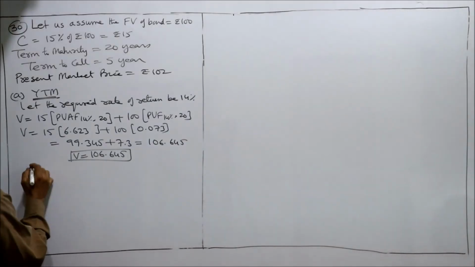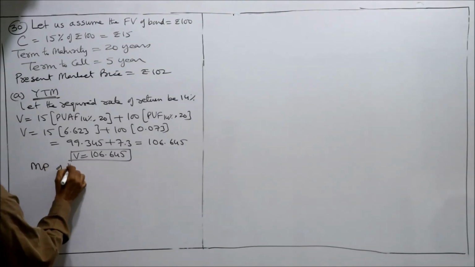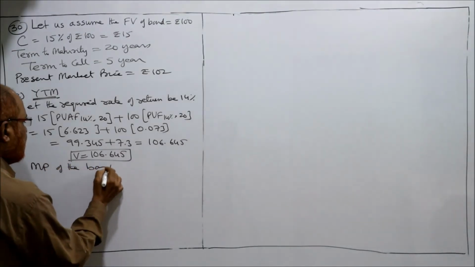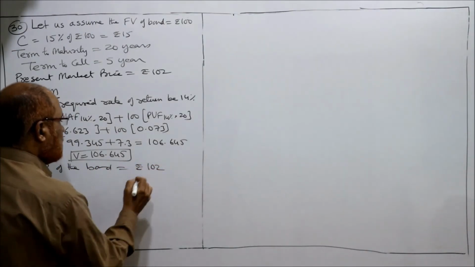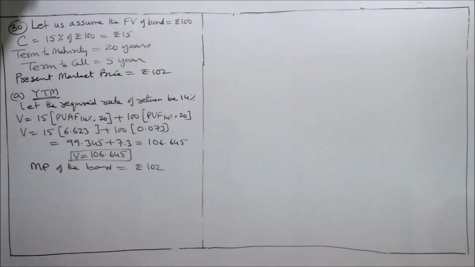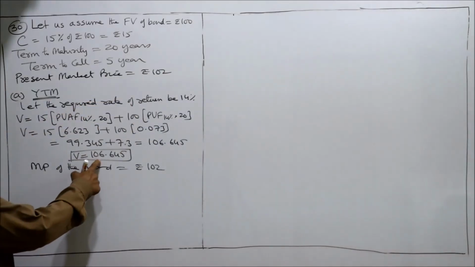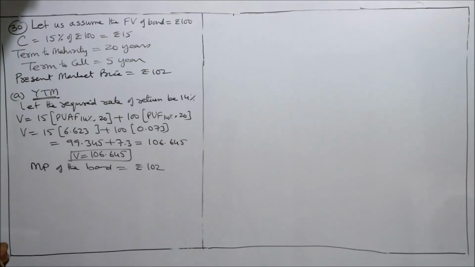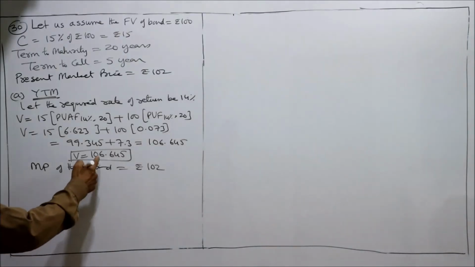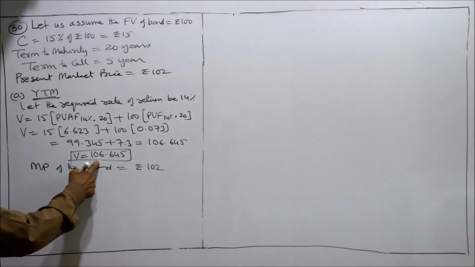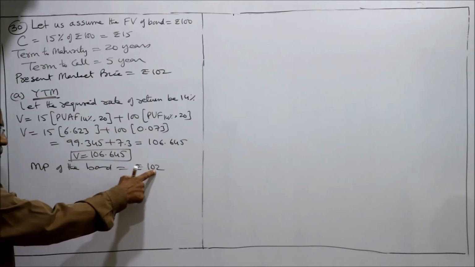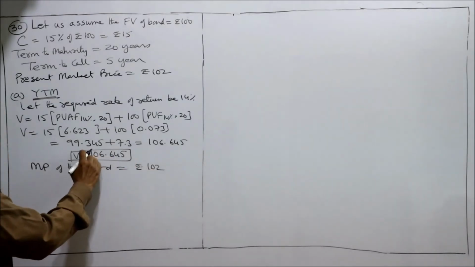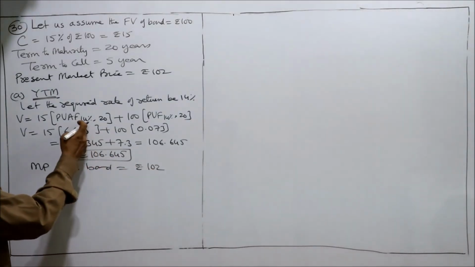Market price of the bond is equal to rupees 102. Market price of the bond is 102, whereas the intrinsic value we got is 106. तो क्या करेंगे? To decrease this value of the bond, we have to increase the rate. अब इसको 106 है, हमको लाना कहां पर है? 102. So to decrease this value of the bond, we have to increase the rate.